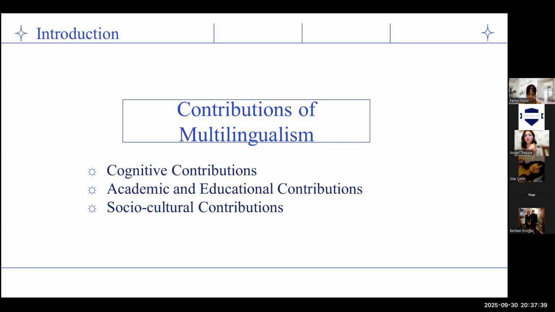And additionally, sociocultural contributions. Multilingualism, as a contribution to sociocultural interactions, enables individuals to interact with other cultures easily and maintains ties with heritage languages. So it's basically easier to understand and communicate in a matter of culture with other cultures.